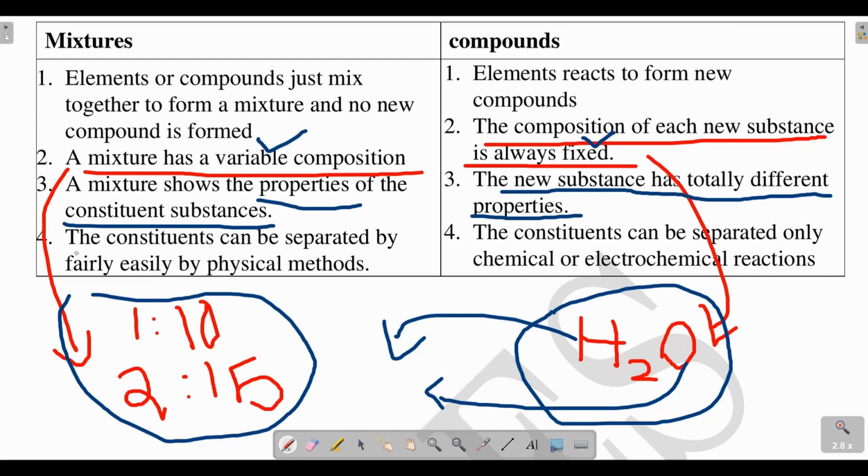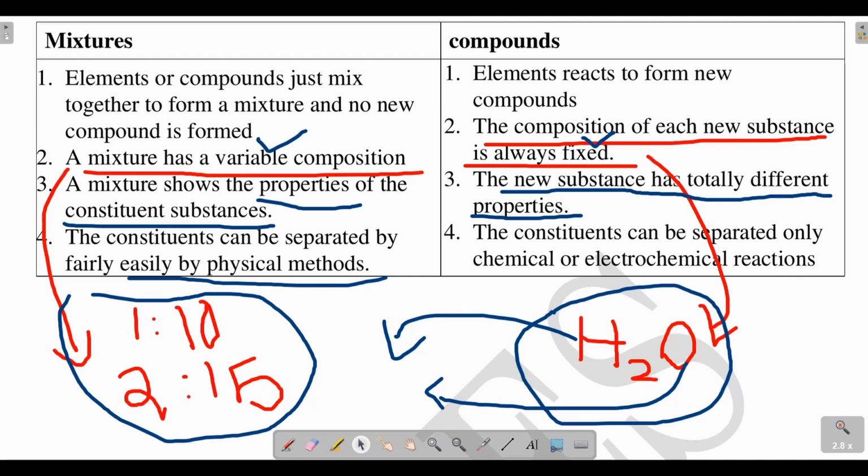And the last difference we have to remember is that the constituents of a mixture can be separated fairly easily by a physical method. For example, if you take iron filings and sulfur, a simple mixture, and bring a bar magnet near the mixture, you can see that the iron filings will be attracted towards the bar magnet and stick to it, so that the iron filings are separated from the sulfur. And in a compound, the constituents can be separated only by chemical or electrochemical reactions. By using chemical or electrochemical reactions, you can separate the constituents.